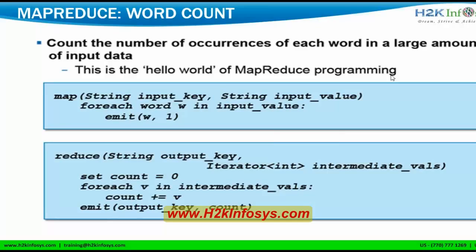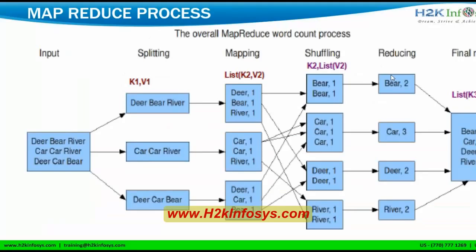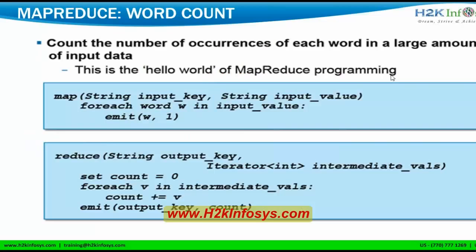Let us have an example. In our map phase, for each input_key and input_value, I am trying to emit key comma value. That means for each word W in input value, I am emitting word comma 1. For every word in this input file, deer is a word, bear is a word, and river is a word. So for every word I am emitting word comma 1. In the sense, deer, bear, river will be divided into deer comma 1, bear comma 1, and river comma 1.